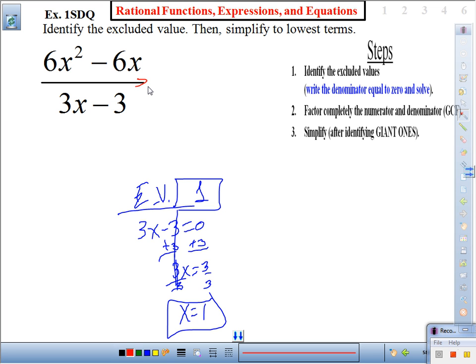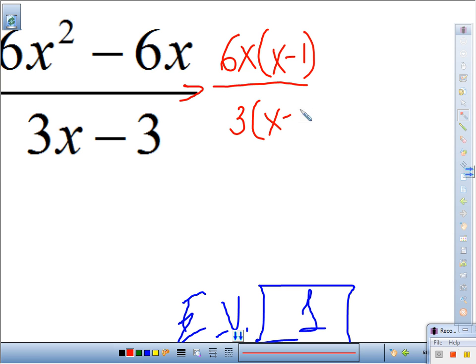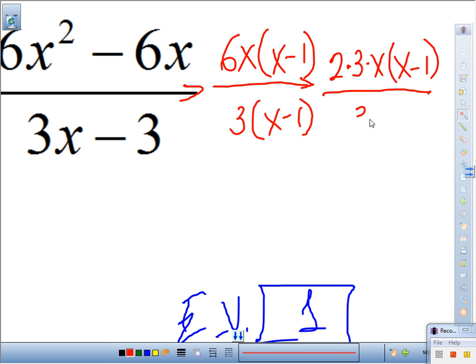Leo, to simplify, what do I do first? GCF. What's the GCF for the numerator? 6x. That is correct. 6x, and we're left with x minus 1. How about the denominator? 3, and we're left with x minus 1. However, look up, guys, really quick. Can we factor the 6 more? How do you write it, please? 2 times 3 times x minus 1. That is correct. And this one stays the same. 3 times x minus 1.